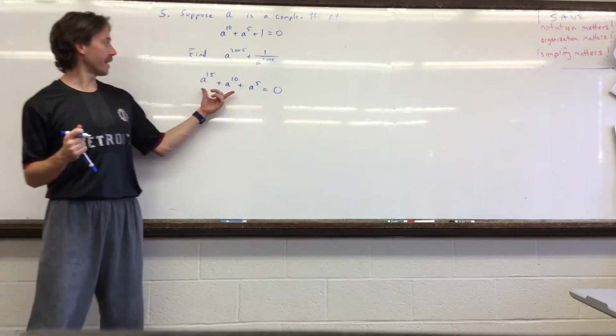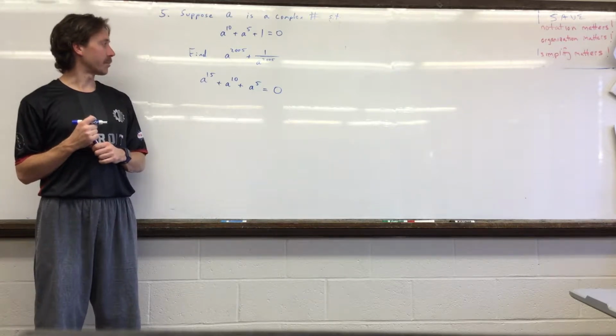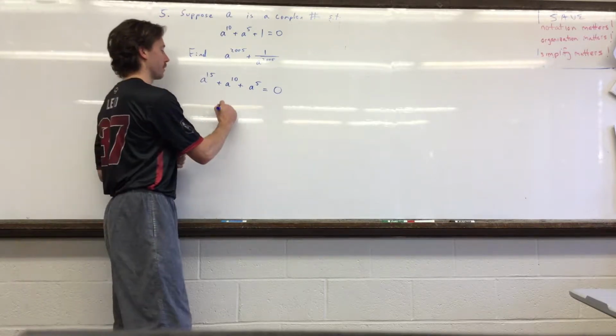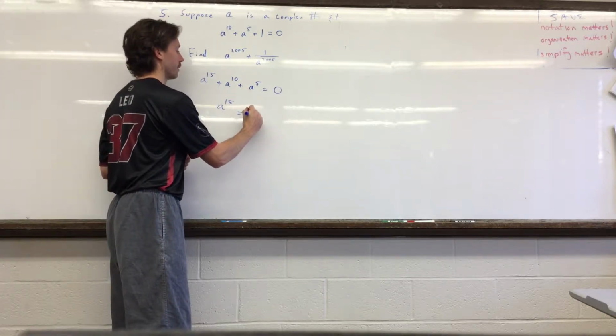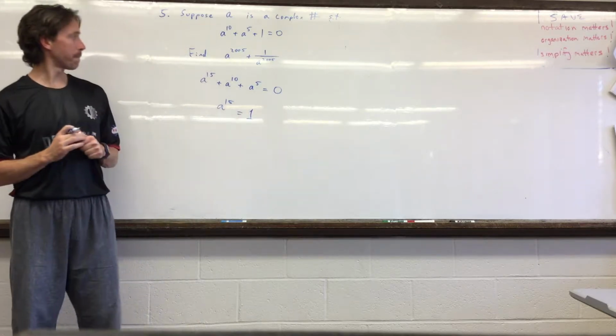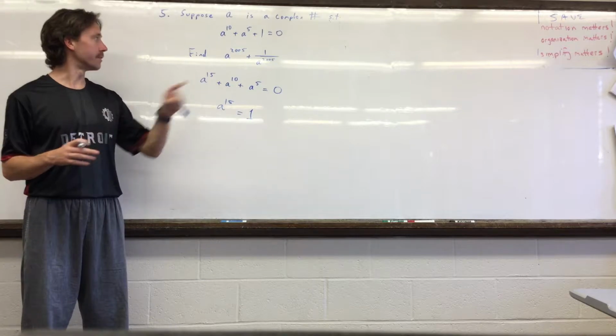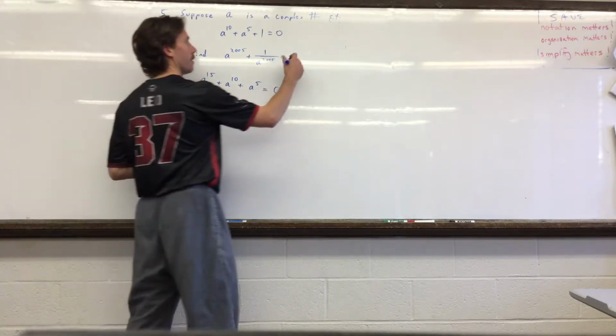So if you do that, you get a to the 15 plus a to the 10 plus a to the 5 equals 0, but now we realize that a to the 10 plus a to the 5 is negative 1, so this tells me a to the 15 equals 1. And now that I know this fact, it should be pretty easy to figure out these.